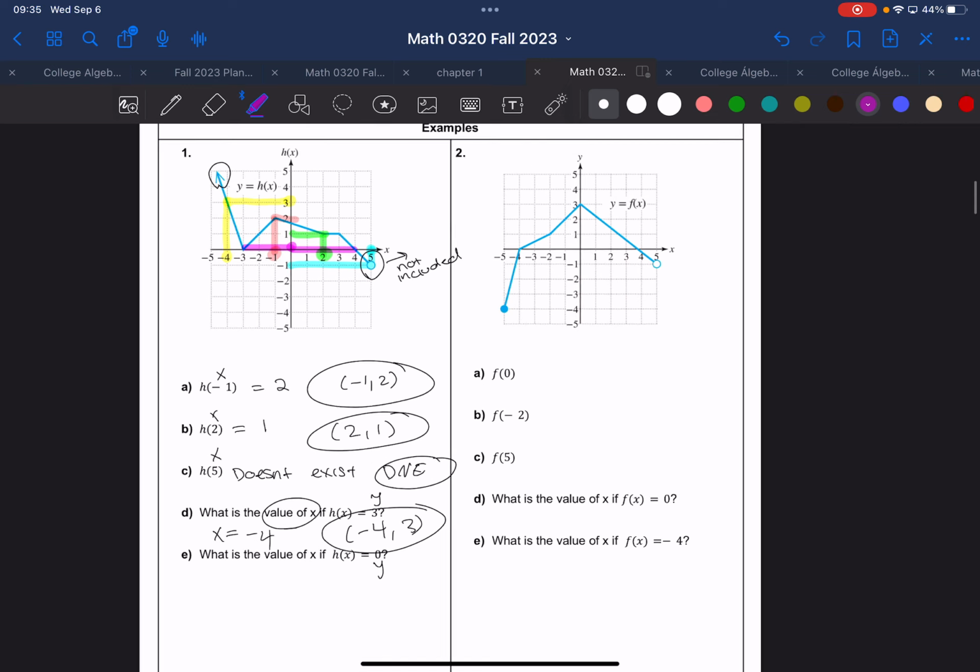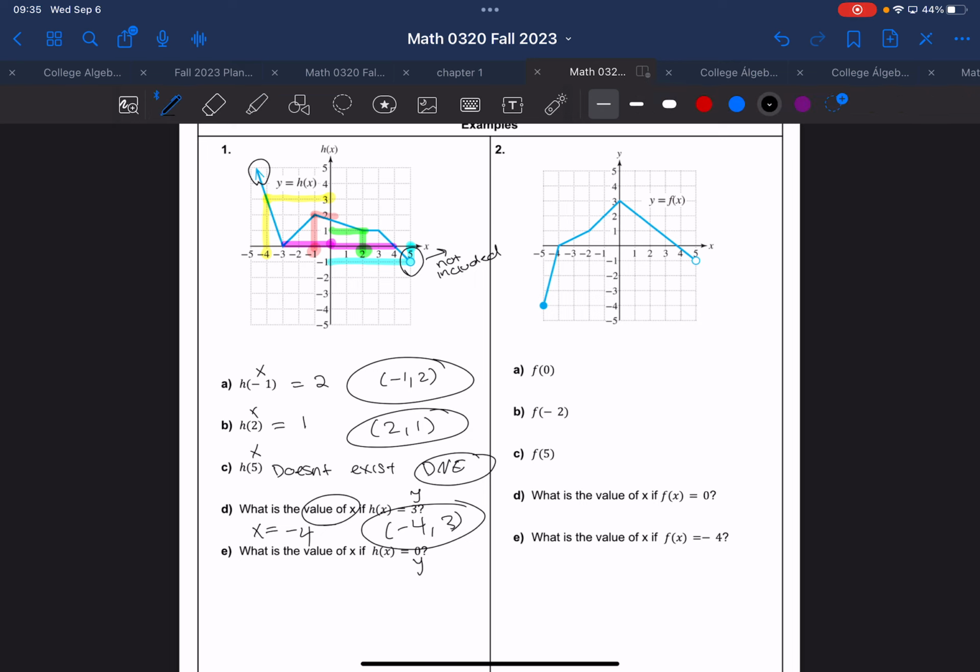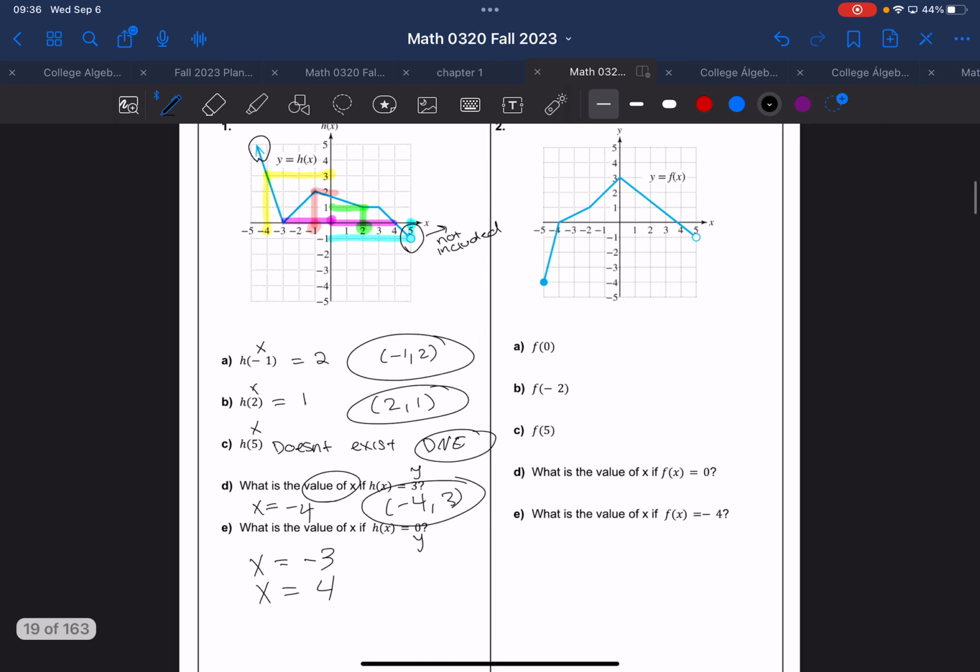So that means there's 2 answers here. So we have x is equal to -3. x is equal to 4. What would my 2 points be? How would I write that as points? -3, 0, and 4, 0. Perfect. -3, 0, and 4, 0.